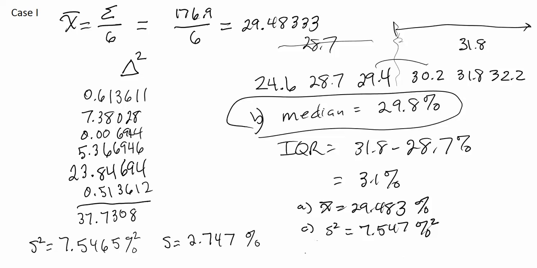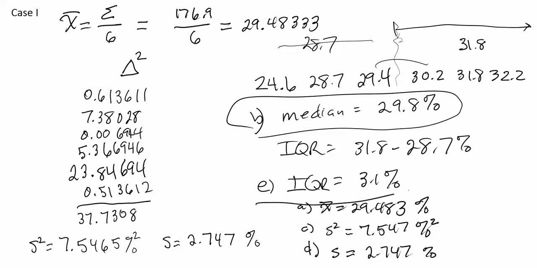Then in D, I'm asked for the sample standard deviation, and that's just the positive square root of that. So the sample standard deviation is 2.747%, and E is, what's the IQR? And that I already calculated to be 3.1%. And that's my solution to case J.